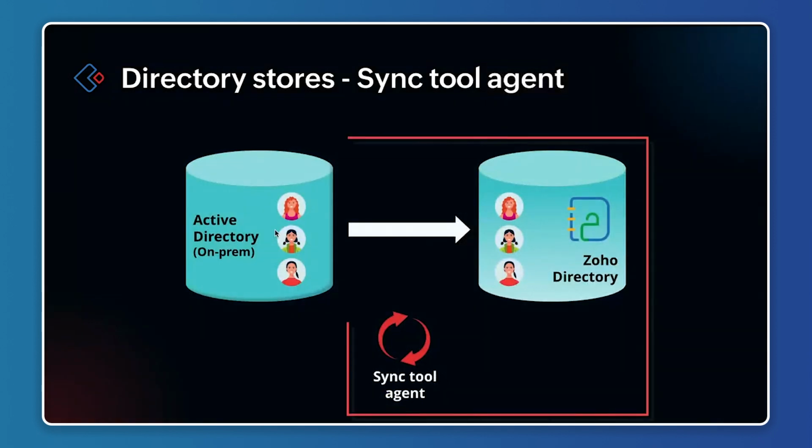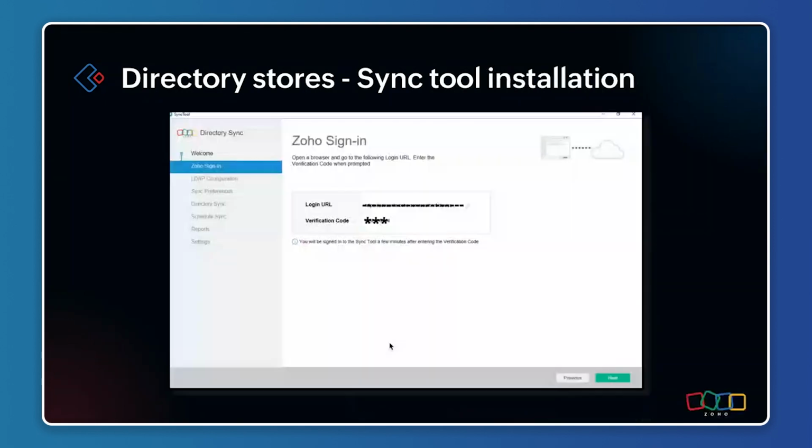As I told you earlier, this is going to be my first step, wherein I'm going to create a connection with my Zoho Directory and the sync tool agent. For which, let me just click on Zoho sign-in. In this user interface, I will be getting two things. The first one is a login URL and the second one is a verification code. Just open this login URL and copy this verification code and keep it available.